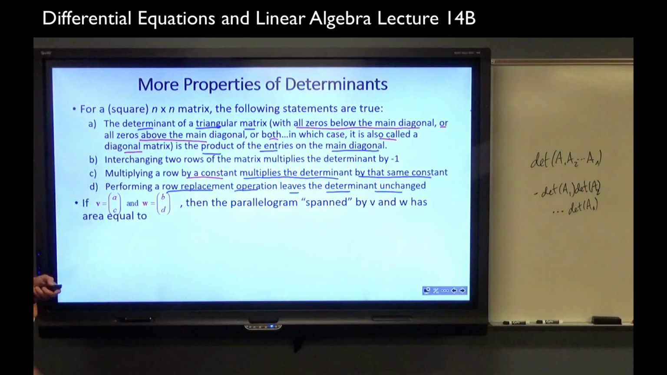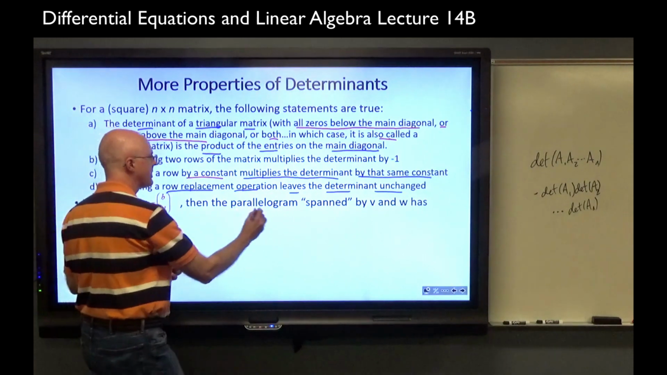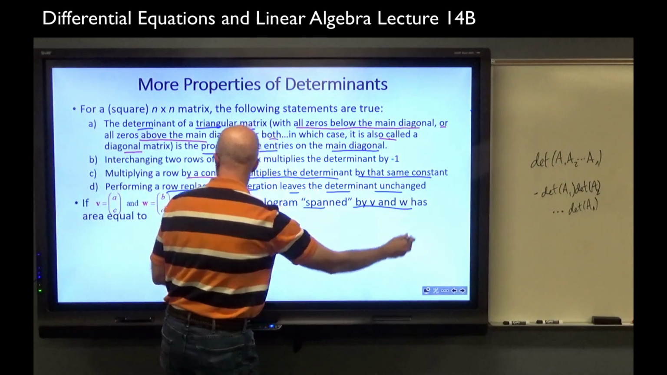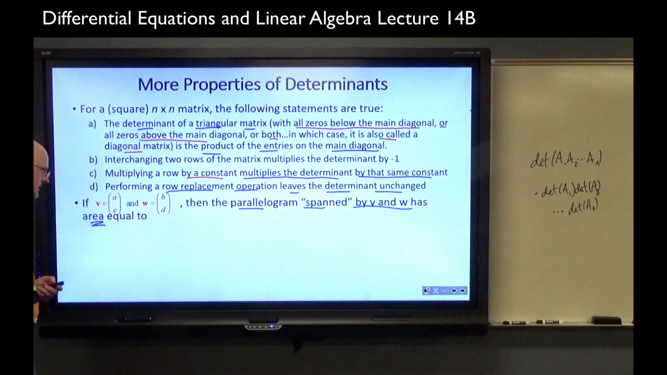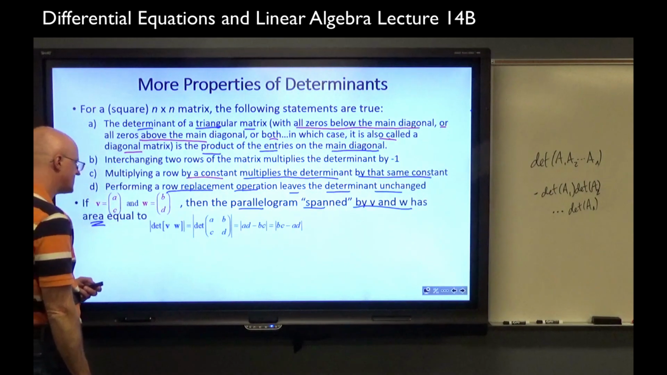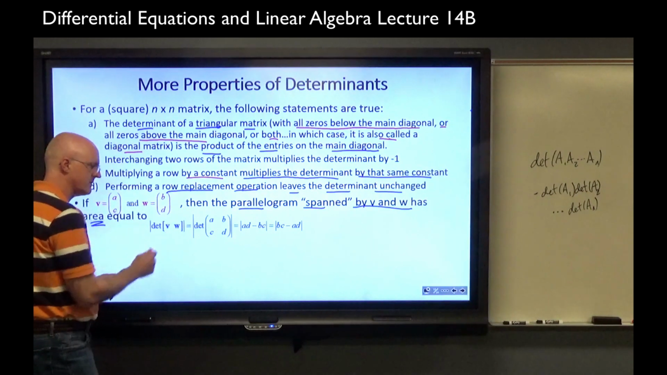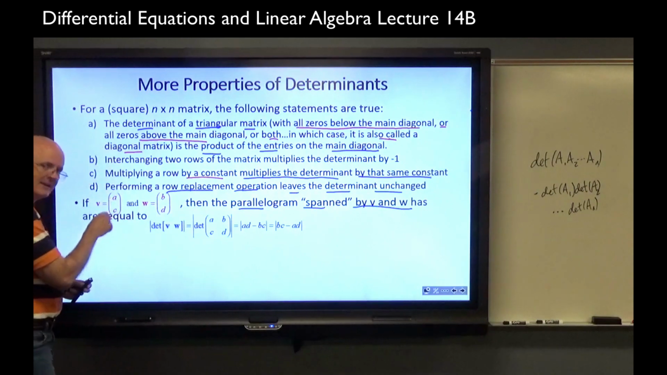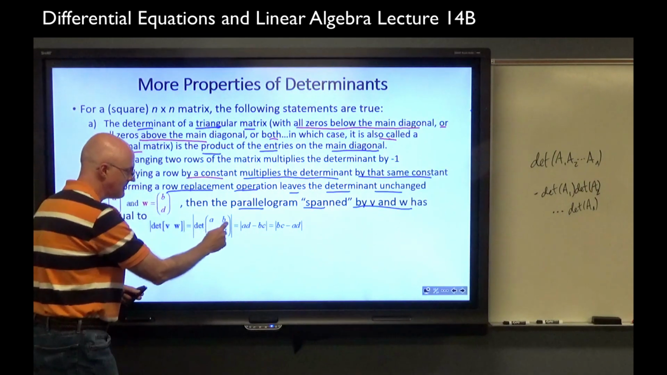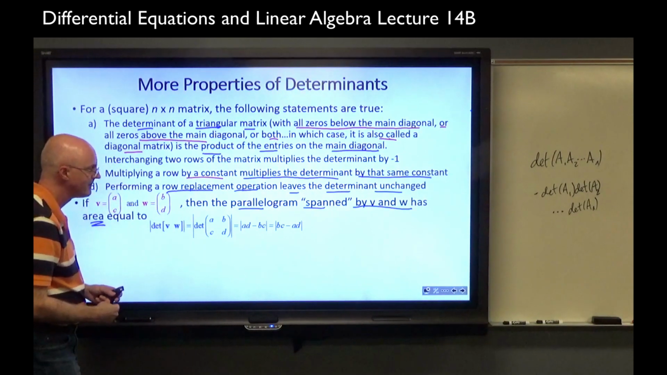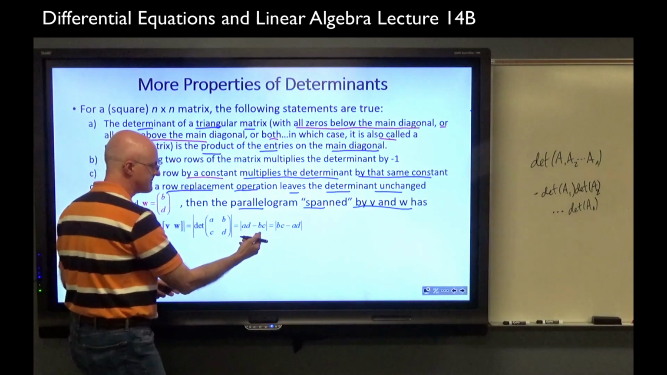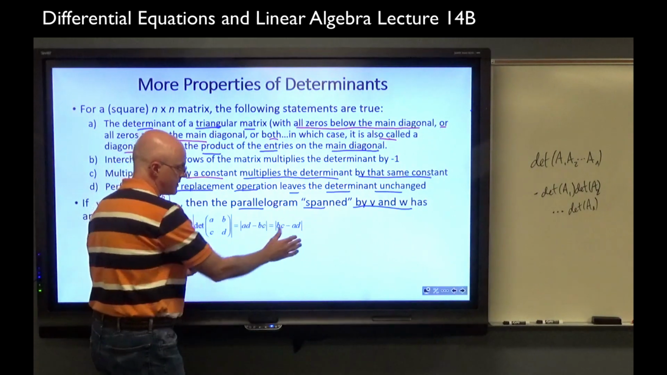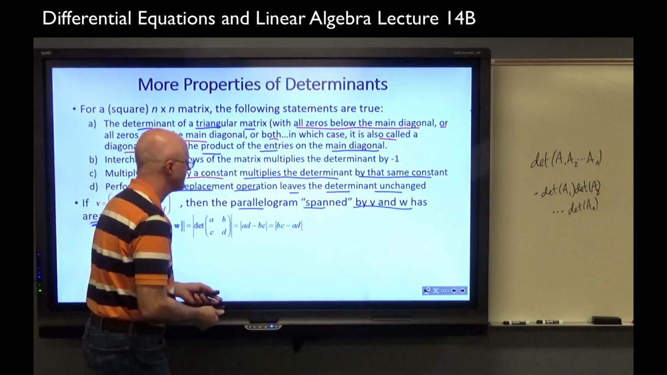More facts. If V is this vector AC and W is this vector BD, then the parallelogram spanned by V and W has area equal to the absolute value of the determinant of the 2 by 2 matrix whose columns are V and W. In other words, the absolute value of the determinant of this matrix. That's why I did AC and BD, so that this matrix would be A, B, C, D. And that, of course, simplifies to the absolute value of AD minus BC. And because there's absolute value signs there, I could switch it around, though most people don't typically do that. You could if you wanted to.